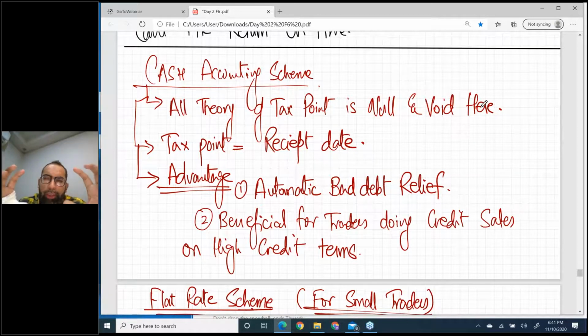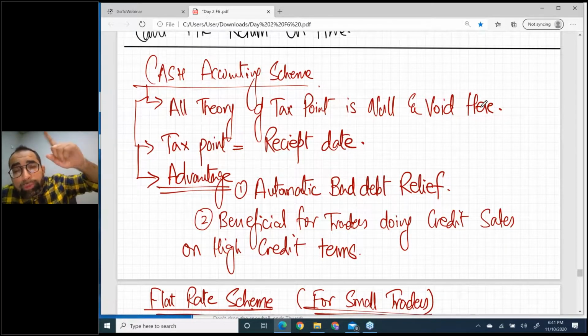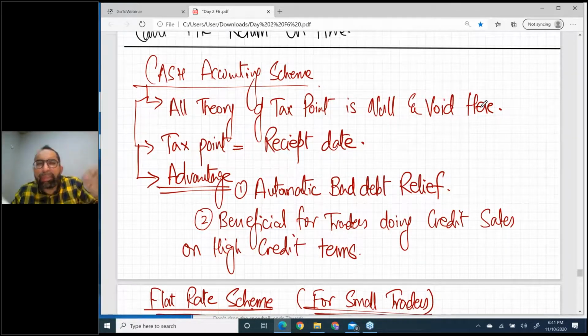In very short, I am explaining you in very short. Listen. If you come to the cash accounting scheme, all theory of tax point becomes null and void. I taught you the theory of tax point, the invoice date, the BTP, everything becomes null and void. Forget it. If you apply the cash accounting scheme, your tax point becomes your receipt date.